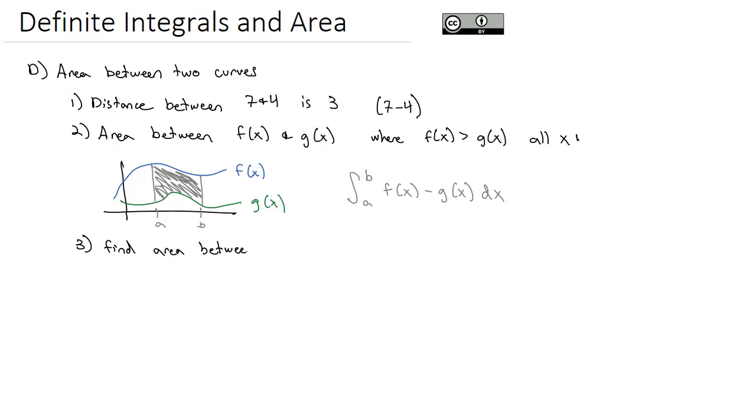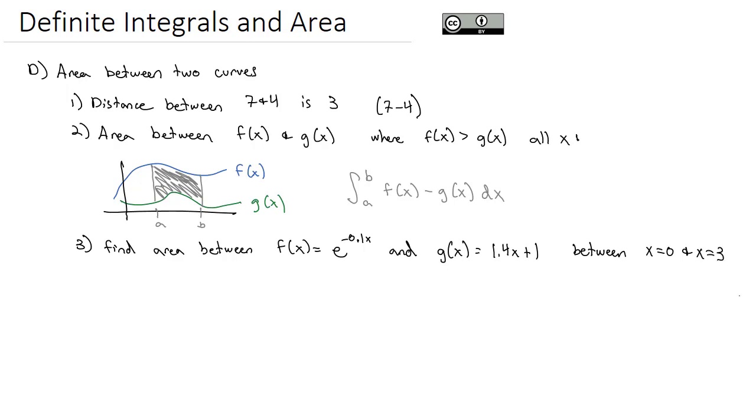So for example, if we want to find the area between f of x equals e to the negative 0.1x and g of x is equal to 1.4x plus 1, between maybe x equals 0 and x equals 3.